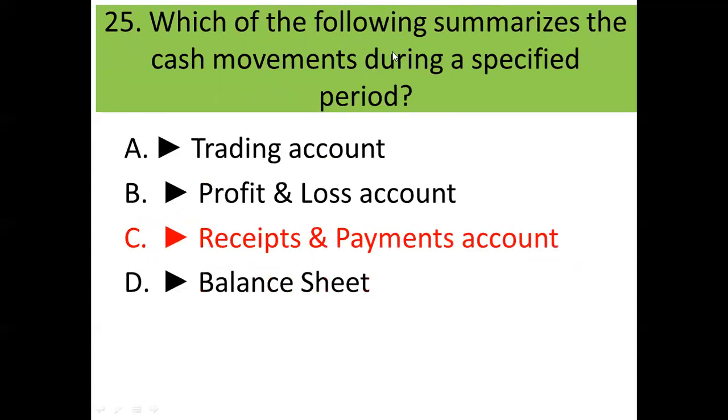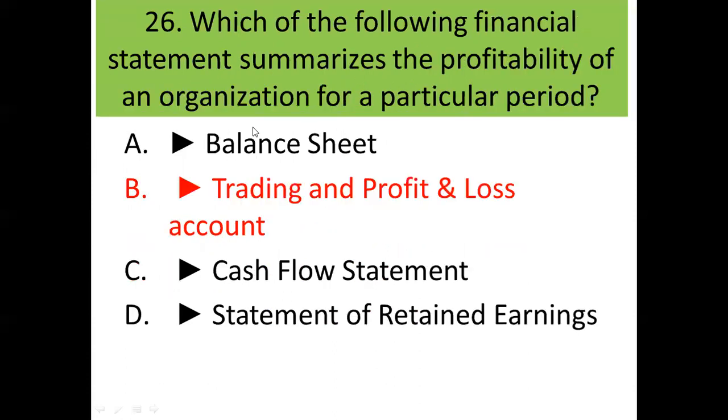Which of the following summarizes the cash movement during the specified period? It is a receipt and expenditure account. This account will show us the summaries of movement of cash. Which of the following financial statements summarizes the profitability of an organization for a particular period? It is a trading and profit and loss account. This account will show us the summary of the profitability of an organization.